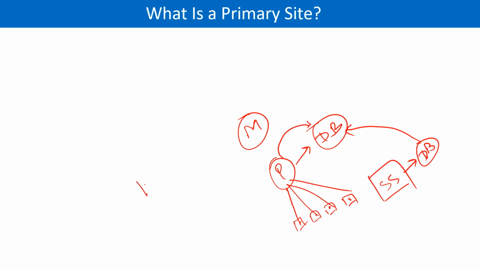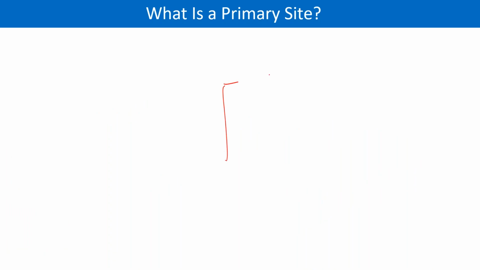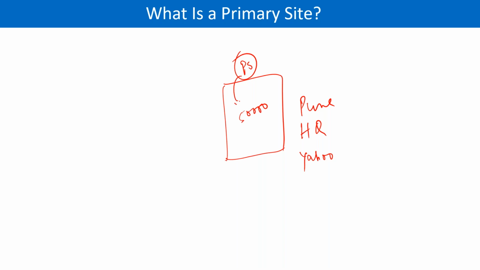One primary site can have a maximum of 175,000 client systems. That's the limit. One central administration site can have a maximum of 825,000 client computers. That's the maximum limit. How do we install a primary site? Suppose you are in Pune, and that is your headquarter. Let's say the office name is Yahoo. Pune is the headquarter, and in Pune you have like 50,000 devices. So you will install just a single primary site, and that will be managing all the 50,000 devices.